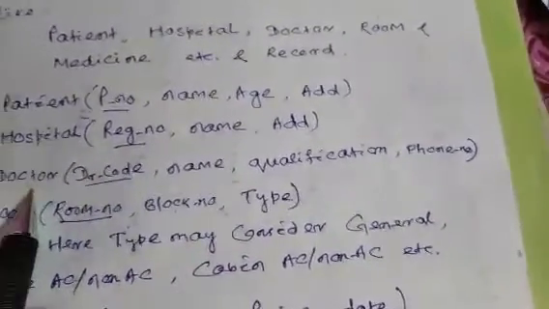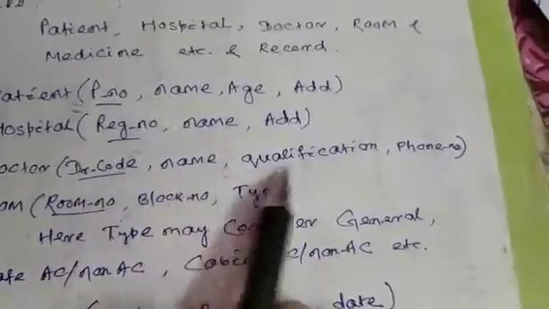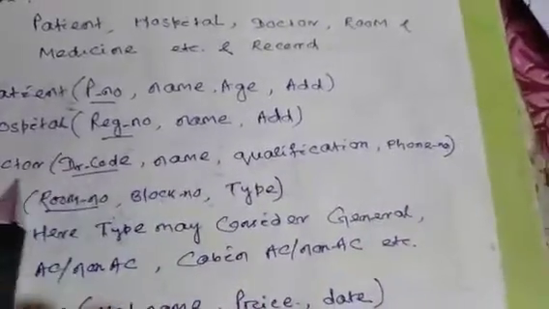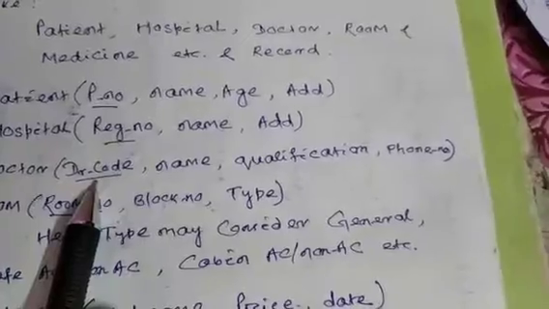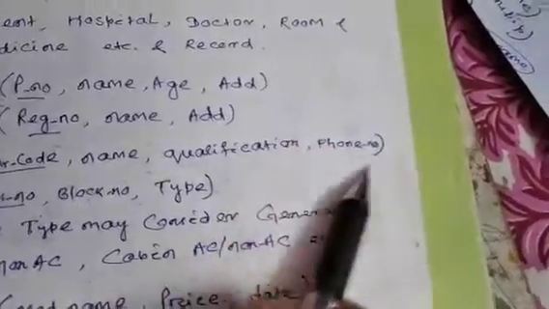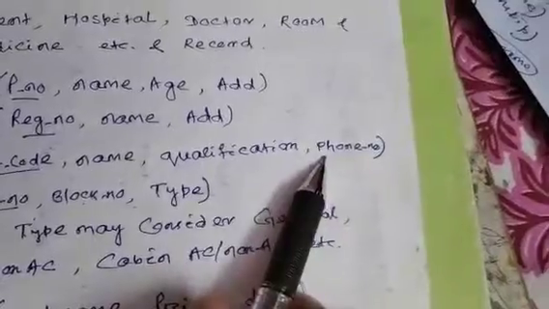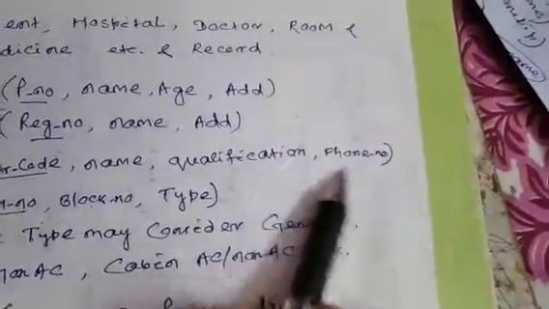Similarly, a doctor is an entity where doctor code, name, qualification and phone number are the attributes for this entity doctor, and doctor code is considered the primary key. Also here a phone number is given. A doctor may have a number of phones, a number of contact numbers, so this attribute is called a multi-valued attribute.